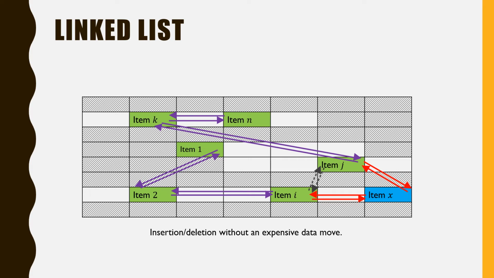Taken together, we can see that data insertion and deletion in linked list will only incur local pointer changes instead of affecting the other data elements. This is the major advantage of linked list compared to array.